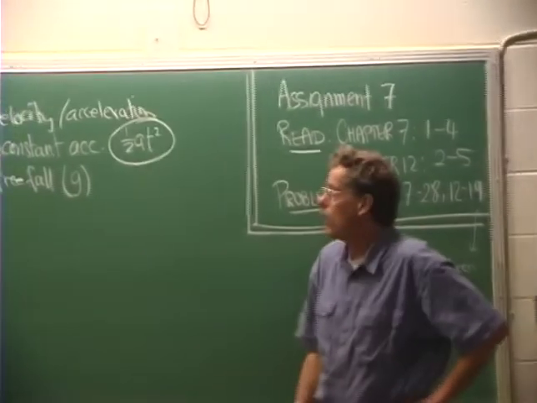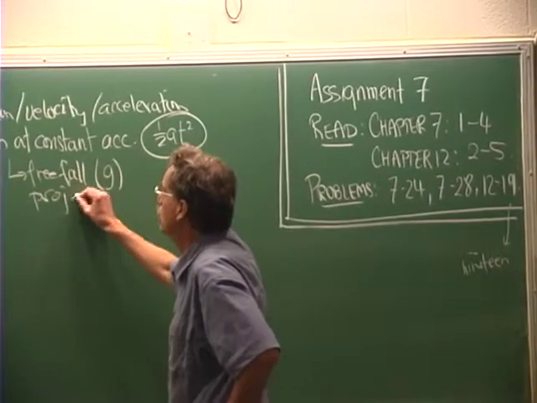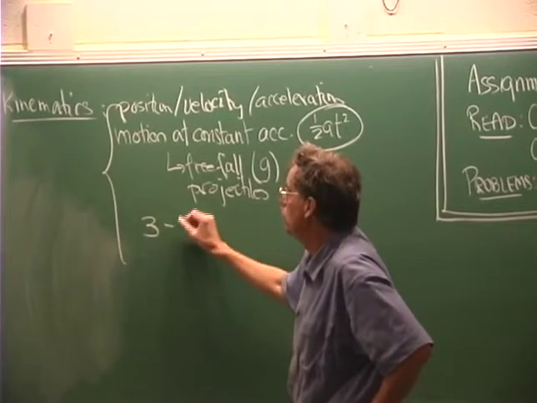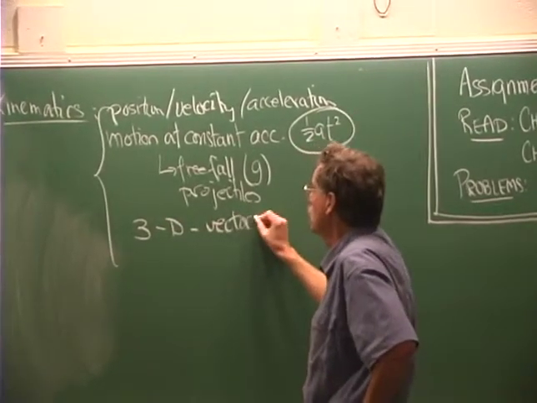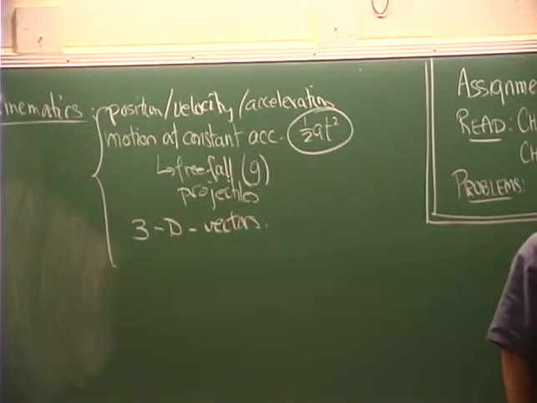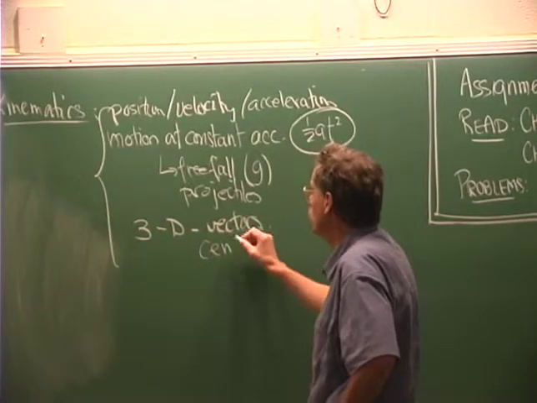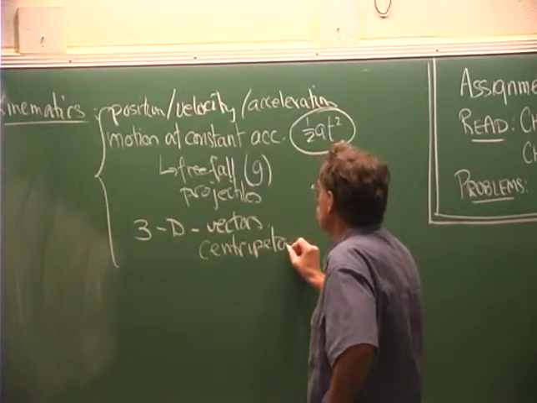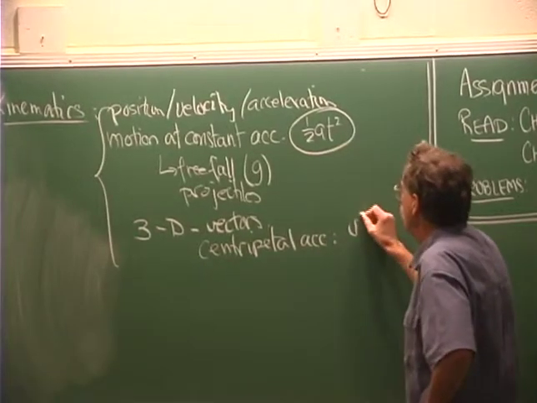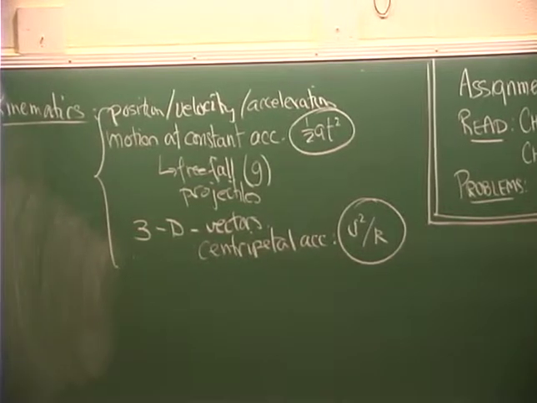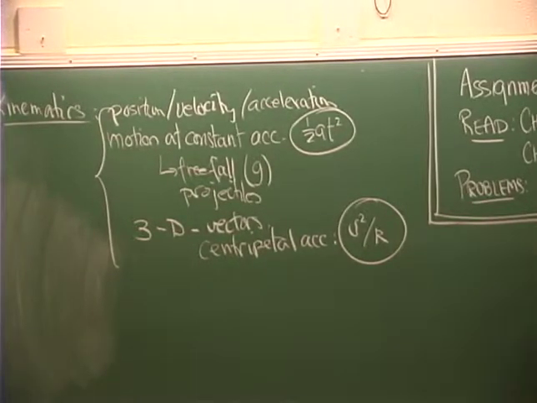Free fall, let's see, projectile motion. Oh, and then 3D motion, vectors. Most important example of motion in 2 or 3 dimensions is centripetal acceleration for circular motion, V squared over R. I guarantee you there will be a problem involving V squared over R in there, because I think that's absolutely crucial. We've talked about kinematics. Can't think of anything else.